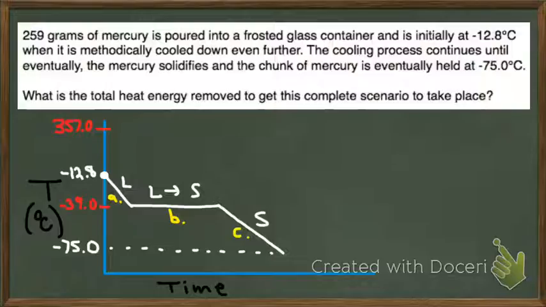So in fact, I have three steps in this problem. Step A, I'm cooling the liquid mercury. Step B, I'm solidifying the liquid mercury. And step C, I'm going to take the resulting solid mercury and cool it all the way down to negative 75 degrees.